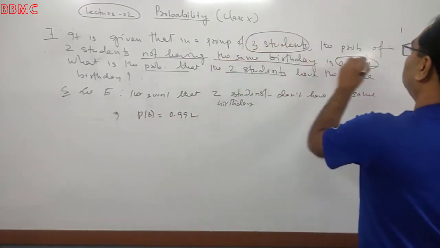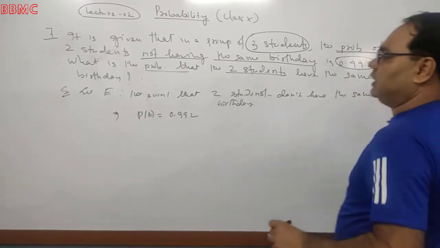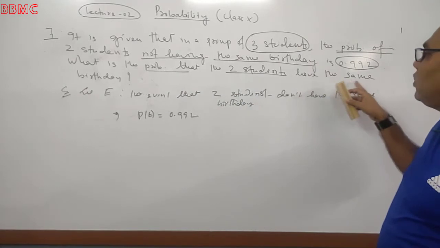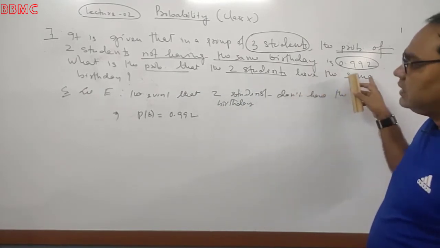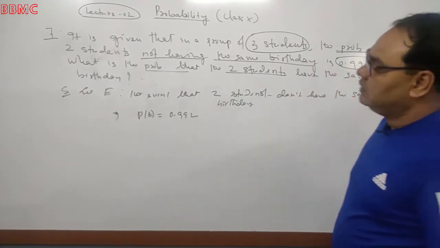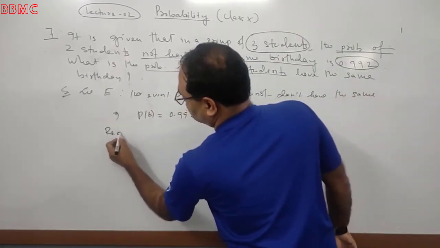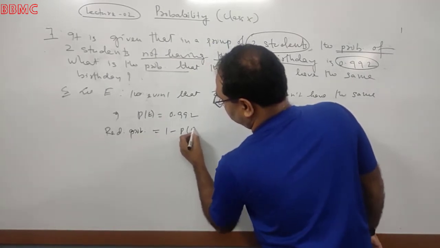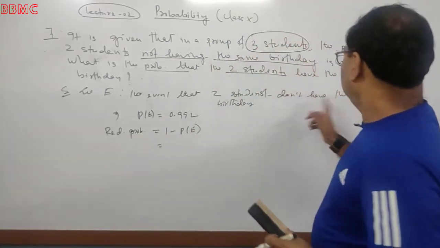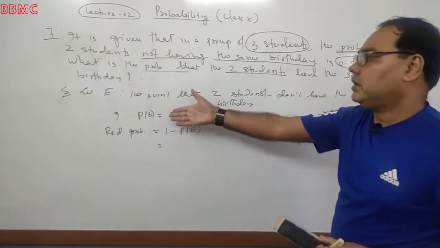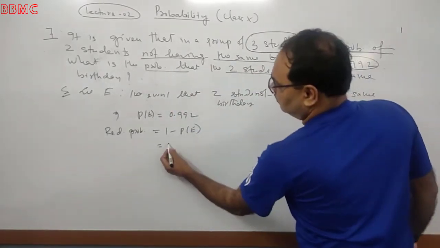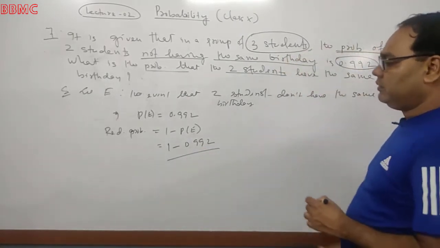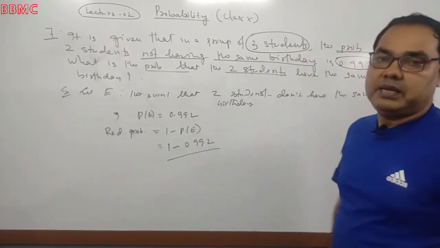Then what is the probability that two students do not have the same birthday? Therefore, the required probability is equal to 1 minus P of E. It was do not have the same birthday. It has same birthday for 1 minus 0.992. This is the answer. You go and minus it.